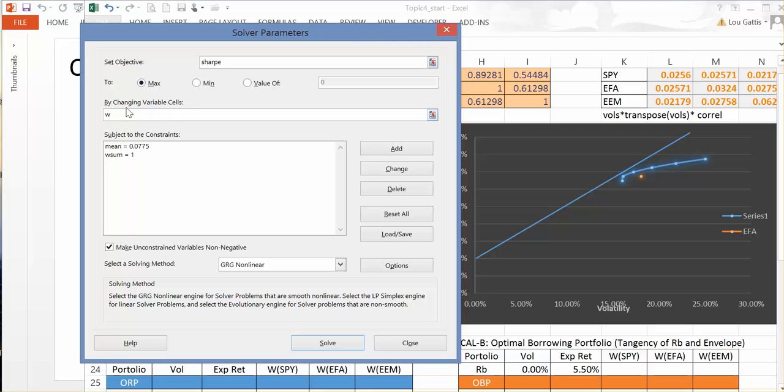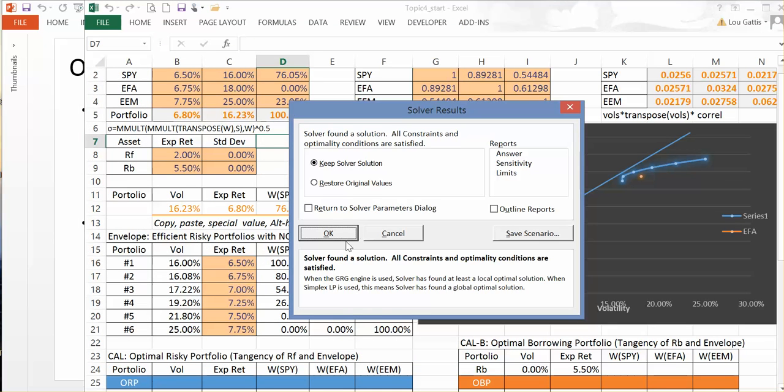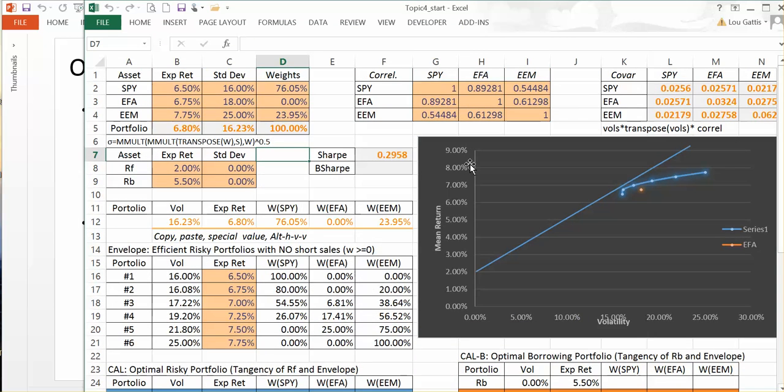By changing the weights. Sum is equal to 100%, but I'm going to delete the constraint on mean because I don't want to constrain it to any particular mean. I want it to have any mean, volatility combination that maximizes the slope. Solver found a solution. So this is the optimal portfolio, which is 76% SPY, 23% EMA, no EFA. It gives me a 6.8% return and 16% vol.